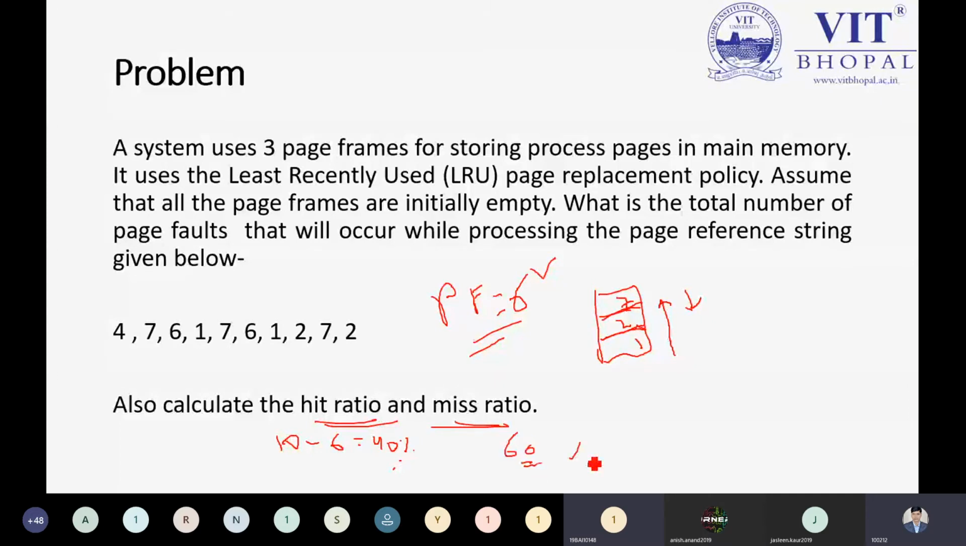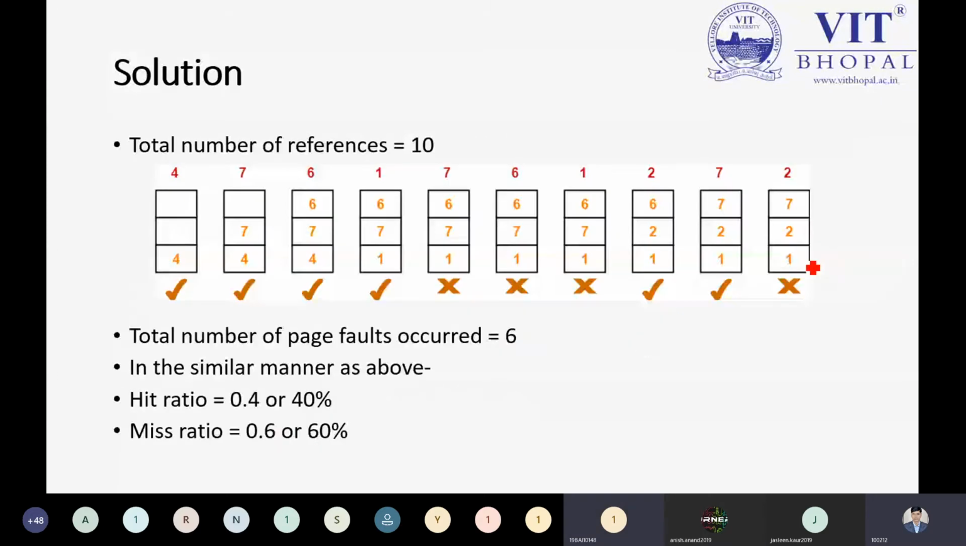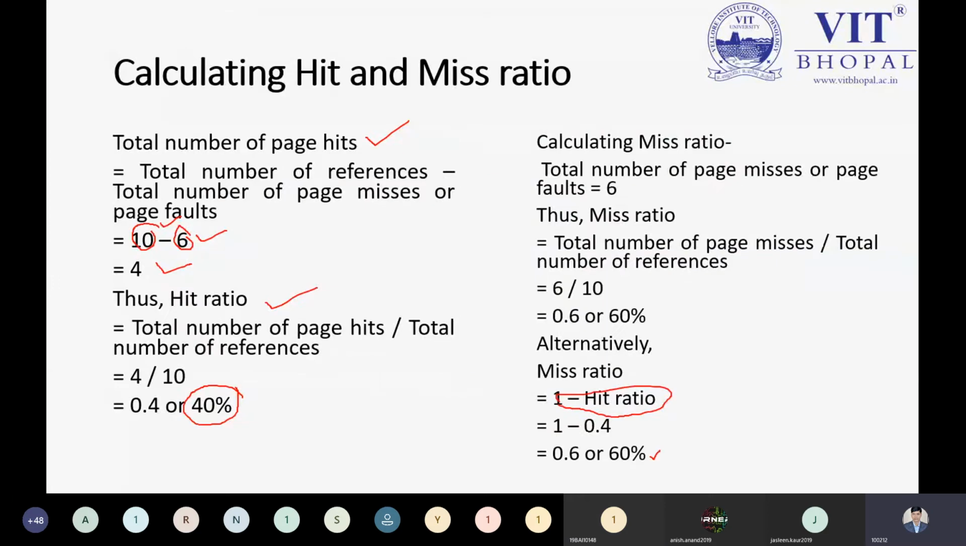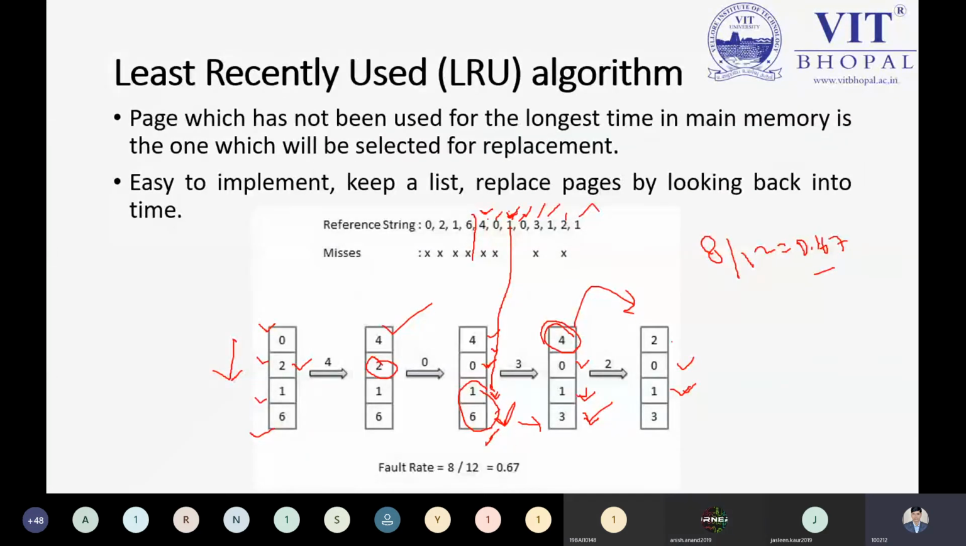Okay, so the solution is over here. Now you can see 1 to 7, because you are counting from the bottom to up, no problem. The total number of page faults we have is 6, that is equal to the miss ratio. In a similar manner, the hit ratio was 40 and the miss ratio was 60, same as the FIFO algorithm. So truly speaking, least recently used and FIFO algorithm are giving the same number of page faults and the same hit ratio and miss ratio.